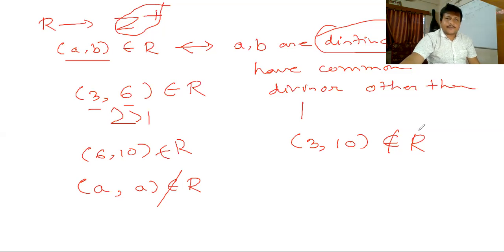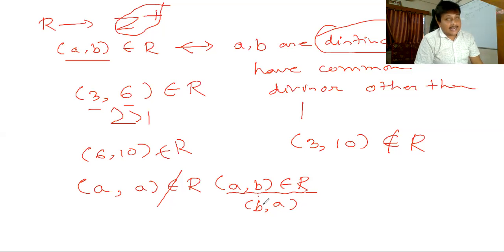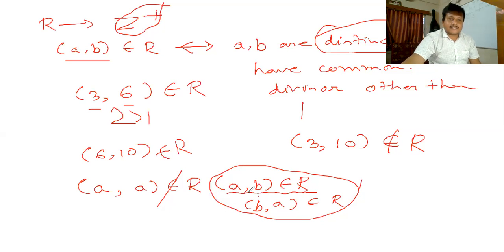What about symmetry? You may note that if you take any A comma B belongs to R, this means that A and B are distinct and the common divisor is more than 1. Clearly, if you take the reverse pair B comma A, then B and A are also distinct since A comma B are distinct. And since A comma B has a divisor more than 1, B and A will also have a common divisor more than 1. So B comma A has to be in R. Therefore, the relation is symmetric. This shows that the relation is symmetric but neither reflexive nor transitive. Hope that this cleared your doubts.